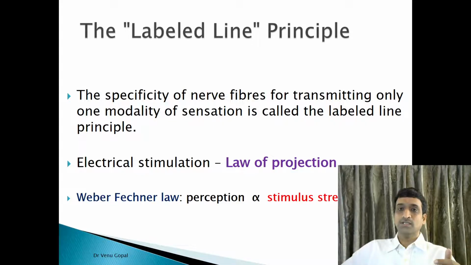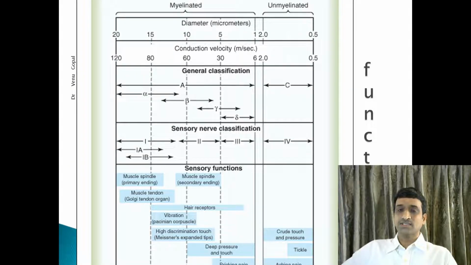Then one more key point in MCQ pattern is Weber-Fechner's law, which states that the amount of perception of a particular sensory modality is directly proportional to the strength of the stimulus. Okay, this can be applied to all the sensory modalities. Then we'll see the classification of nerve fibers by various categories by Erlanger and Gasser. This is Erlanger and Gasser classification. You can also refer guidance.